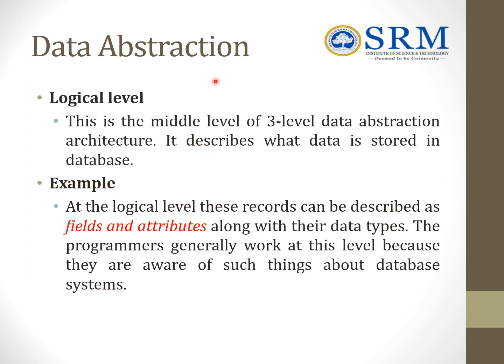Coming to the logical level, this is the middle level of the three-level data abstraction architecture. It describes what data is stored in the database. For example, at the logical level, these records can be described as fields and attributes along with their data types. Programmers generally work at this level because they are aware of such things about the database system. So, the logical level describes what data is stored in the database and the relationship among the data.